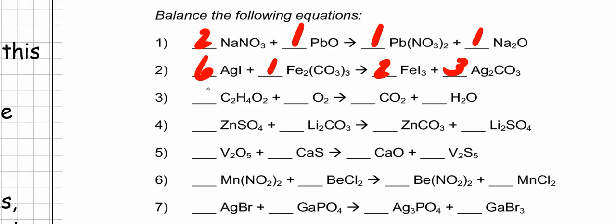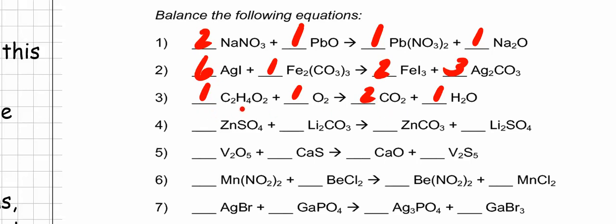Let's try one more. 1, 1, 1, 1. Have your eraser handy. How many carbons on the left? 2. How many on the right? 1. Fix it. Erase. Put a 2 right there. Okay? Start all over. 2 carbons on the left, 2 carbons on the right.